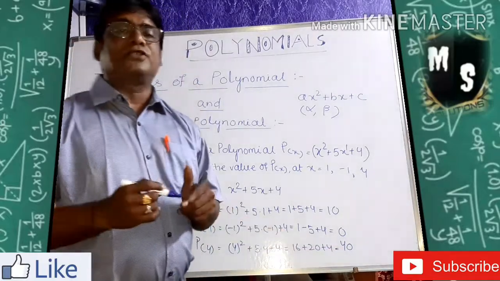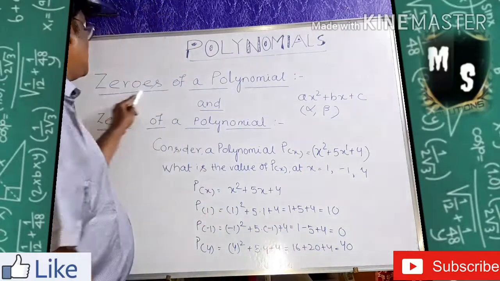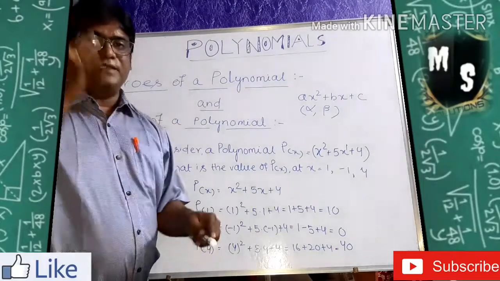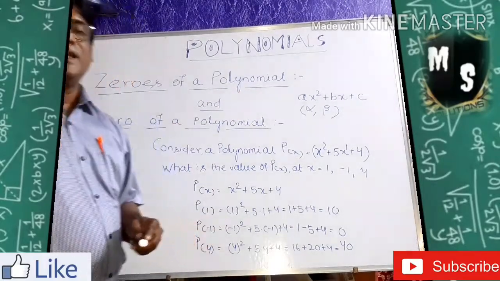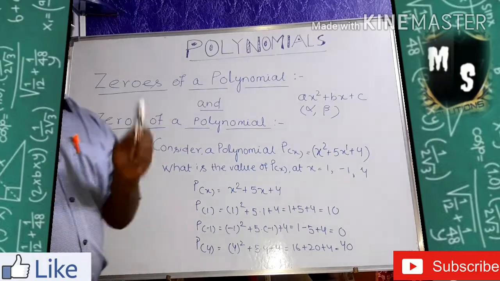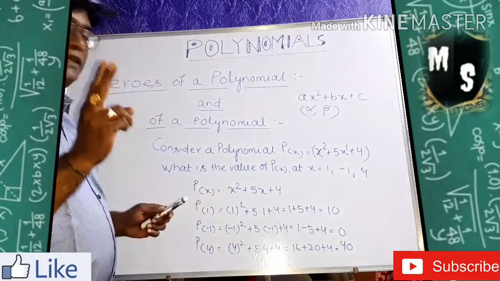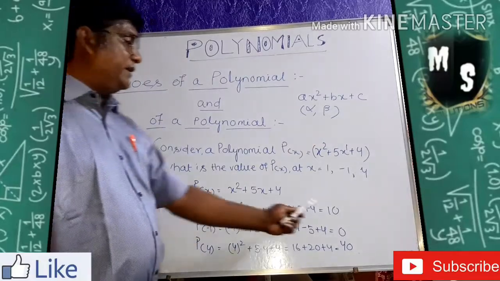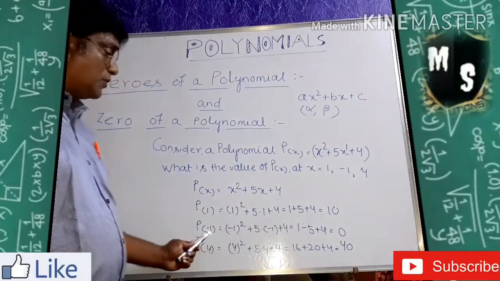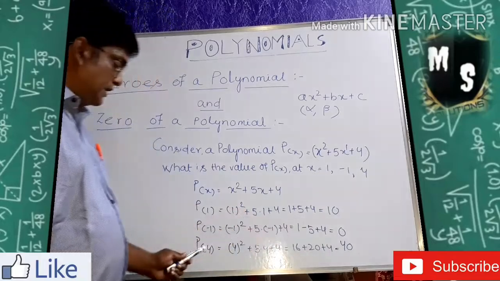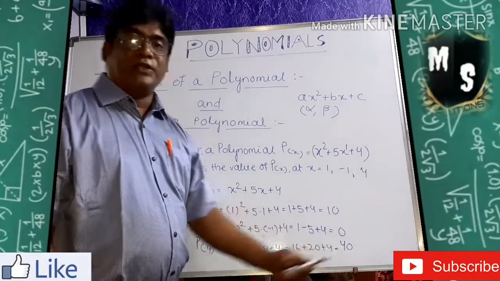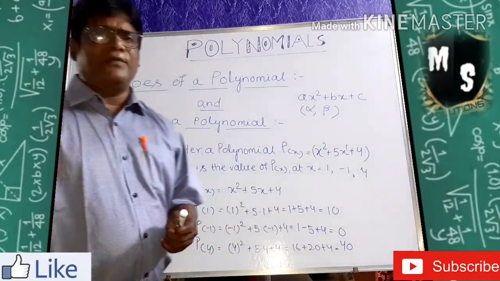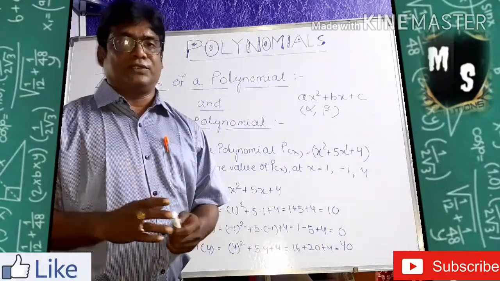This pair is called the zeros of a polynomial. That means these are the solutions for this polynomial. Solutions means answers of the polynomial. We are getting two answers for it, alpha and beta. Here alpha is 1 and beta is 10. Here alpha is minus 1 and beta is 0. Then here alpha is 4, beta is 40. So like that we can try many values for x and get many solutions.